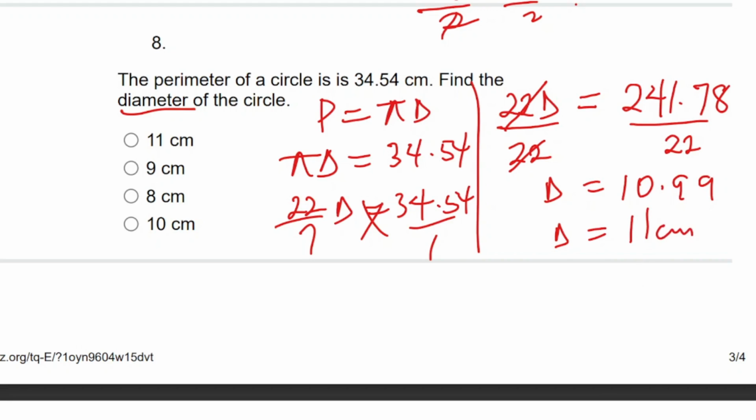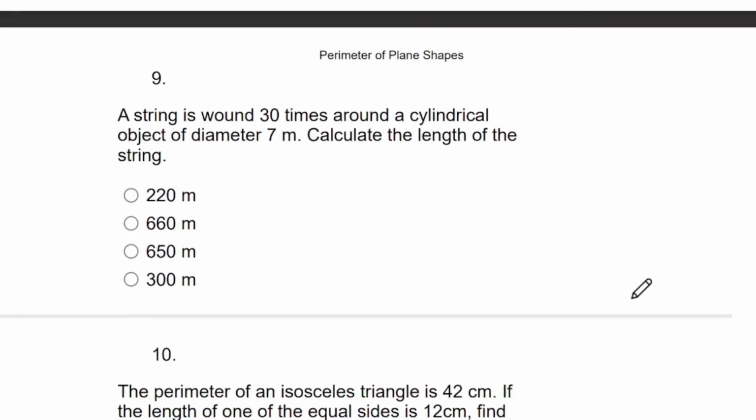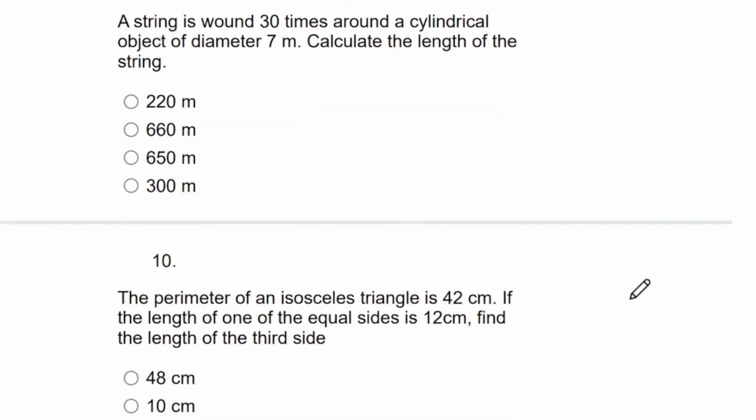Okay, so move to the next one, question 9. A string is wound 30 times around a cylindrical object of diameter 7 meters. Calculate the length of the string. It's just like when you have a rope and you are using it to tie something that is in the form of a cylinder, right? So that's what it is.